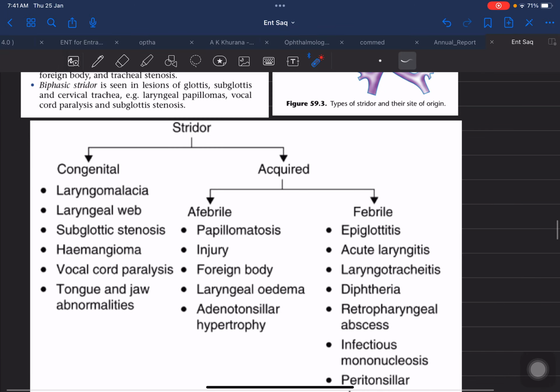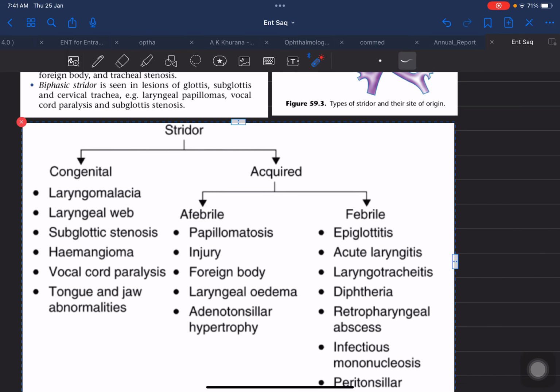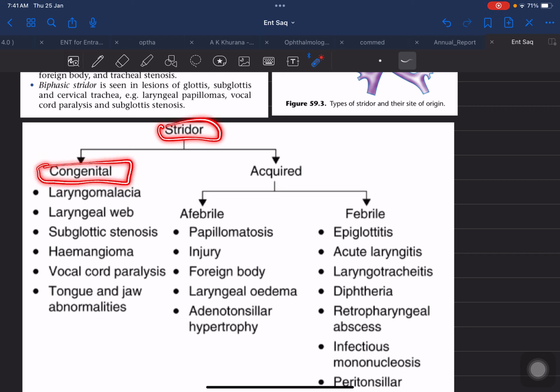Now talking about the different causes of stridor. They can be congenital and acquired. Talking about congenital, this can be laryngomalacia, laryngeal web, subglottic stenosis, hemangioma, vocal cord paralysis, and tongue and jaw abnormalities. So these are the points that need to be listed: tongue and jaw abnormality, vocal cord paralysis, hemangioma, subglottic stenosis, laryngeal web, and laryngomalacia.